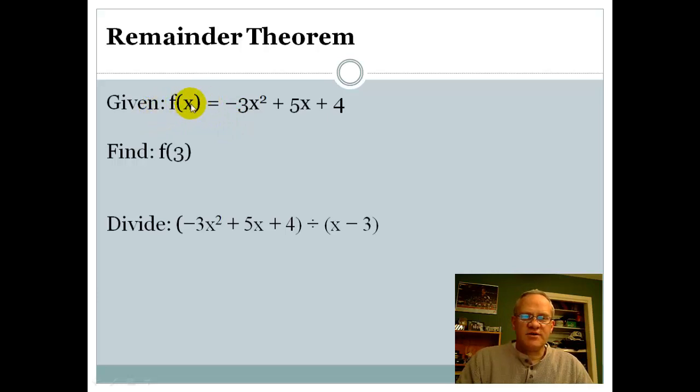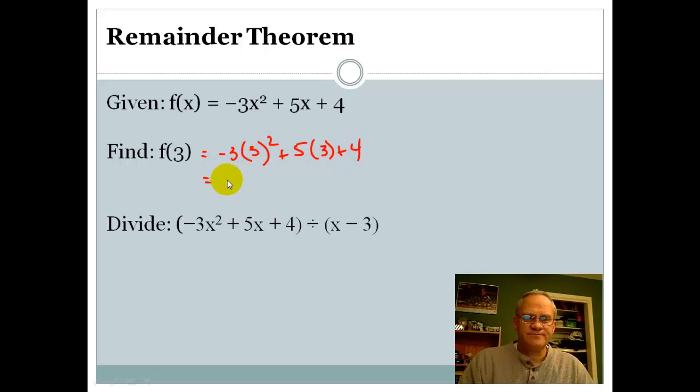Before we had this function, f of x equals negative 3x squared plus 5x plus 4. We said if we wanted to find f of 3, what did we do? Well, since 3 was in place of x up here, wherever there was an x here, we put it in. So we would have done this, right? We would have said, well, that equals negative 3 times 3 squared plus 5 times 3 plus 4. And then we would work this out.